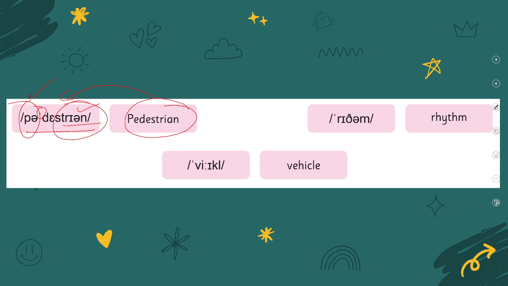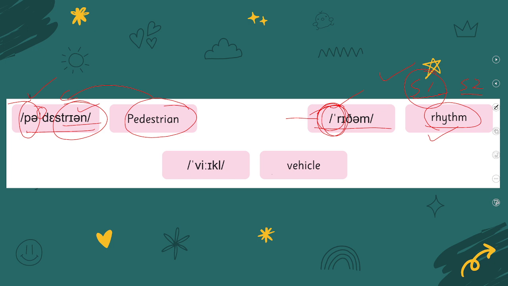Now, if we have the word rhythm, how do we know what to call it? We have to divide it into syllables. Rhythm. It has 2 syllables. And where are we going to put the stress? Are we going to put the stress in the first syllable or in the second one? We are going to focus on the first syllable. This is where the primary stress will be. So this is rhythm, because we are focusing on the first syllable of the word.